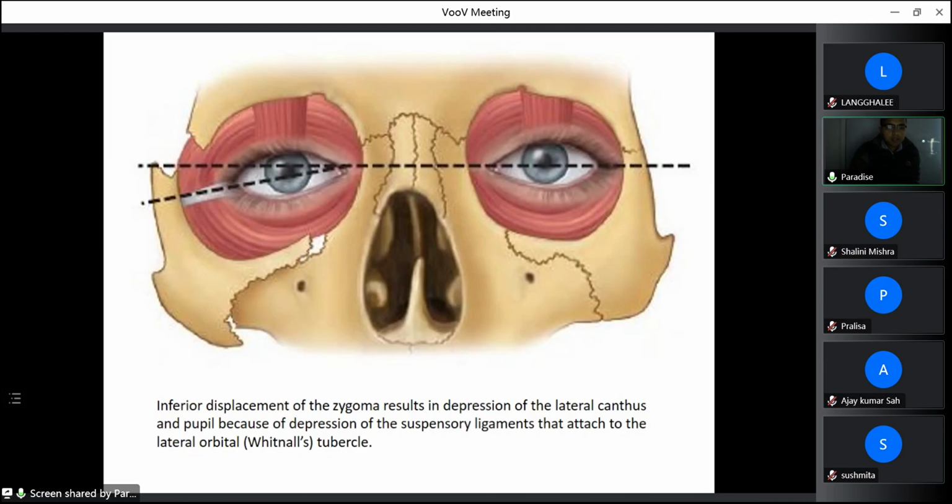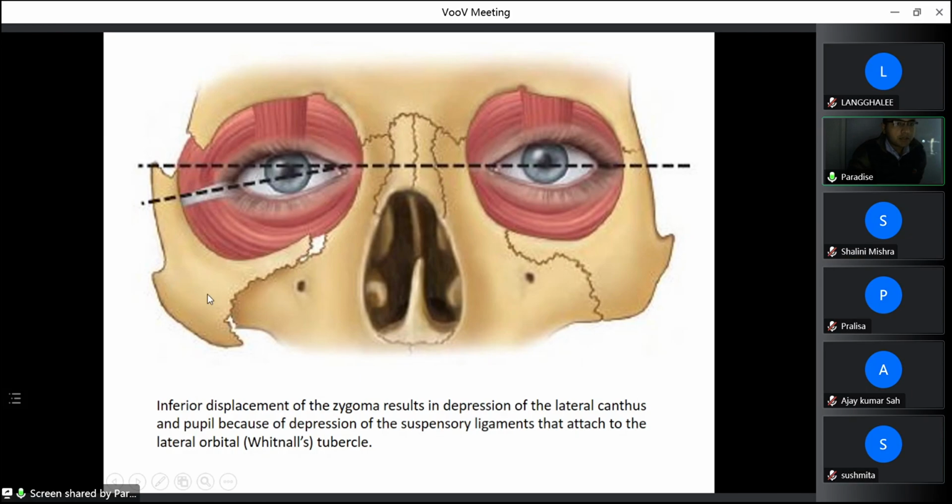Inferior displacement of the zygoma results in depression of the lateral canthus and pupil because of depression of the suspensory ligament that attaches to the lateral orbit, which is also known as Whitnall's tubercle. So in normal condition, what happens? The zygomatic bone is attached to the frontal bone. There is a bony prominence on the lateral wall, which is known as Whitnall's tubercle. So the suspensory ligament attaches from this Whitnall's tubercle to the medial wall of the orbit. It holds the whole of the globe of the eye.